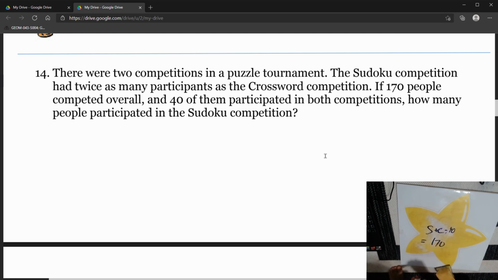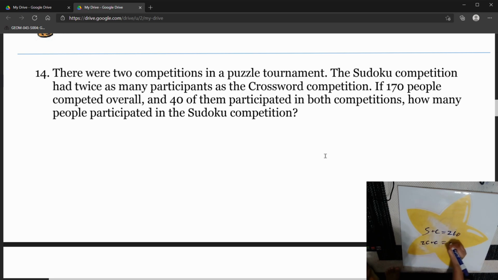170, right? So since this 40 is negative, we would send it to this side, and we would get Sudoku plus crossword equals 210, because 170 plus 40 equals 210. Okay, so now that we have it like this, what we would do is simplify this into 2c plus c equals 210.